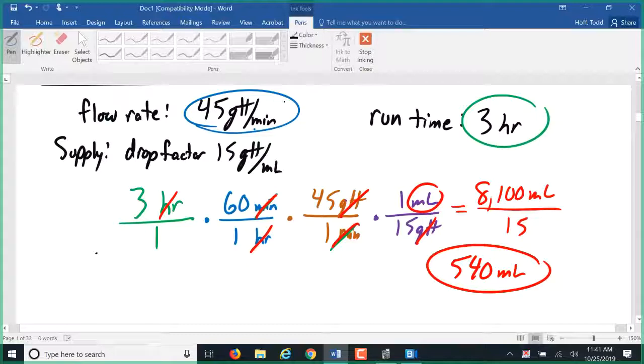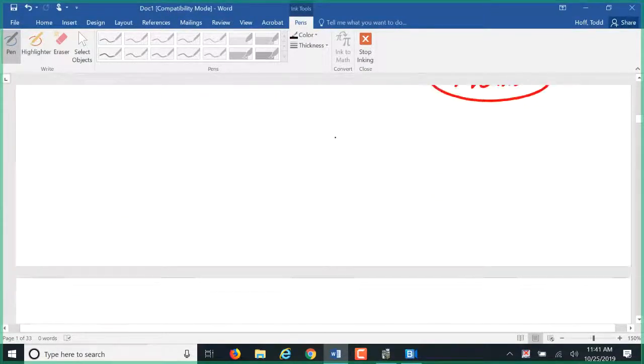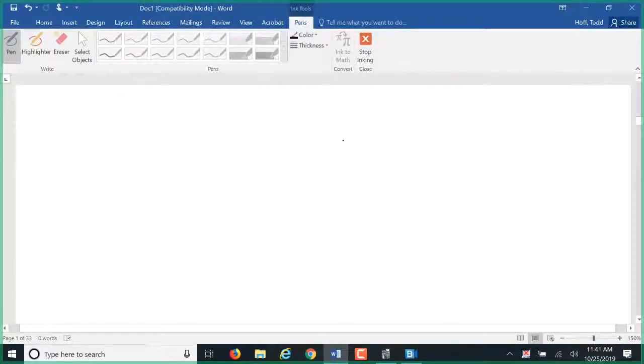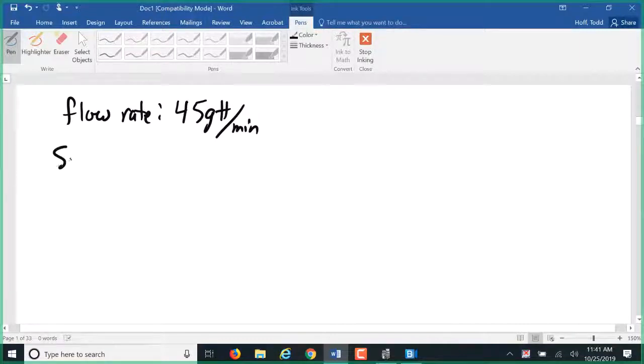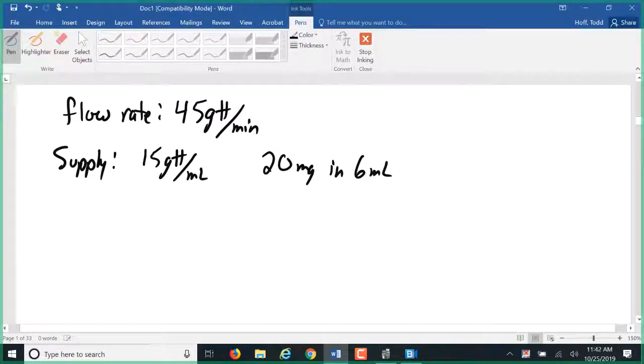So, a slightly different vein. Still trying to find the total volume infused. We might check and see that the flow rate is set at 45 drops per minute again. From our supply, we might see that we have a drop factor of 15 drops per milliliter, and that it's concentrated at 20 milligrams per 6 milliliters. And we have our run time set at 4 hours.